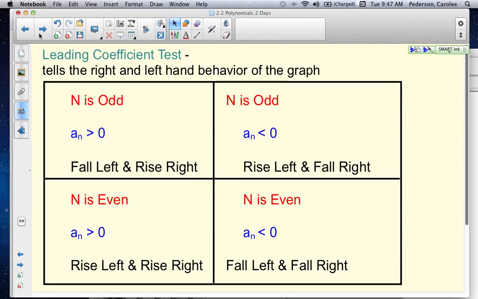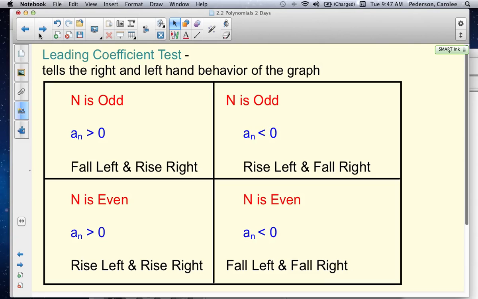Okay, this is what I do want you to write down. We introduced this in Algebra 2. It's called the leading coefficient test. It's starting to tell us what the graph is going to look like in its end behavior. So I do want you to write this down in your notes, a little chart. So we talked about the leading coefficient. Remember, it's in standard form. It's the first term. It's the coefficient in front. We're looking at two things, the degree and the leading coefficient.